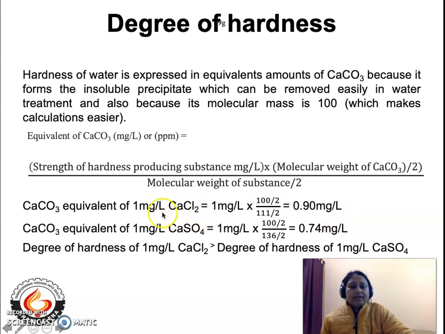So how have we calculated the molecular weight of calcium chloride? It is the atomic weight of calcium, that is 40, plus the atomic weight of chlorine, that is 35.5 twice, and it comes to a molecular weight of 111.